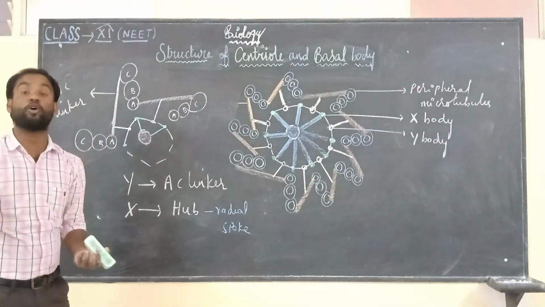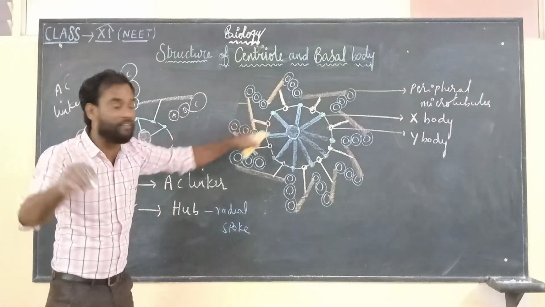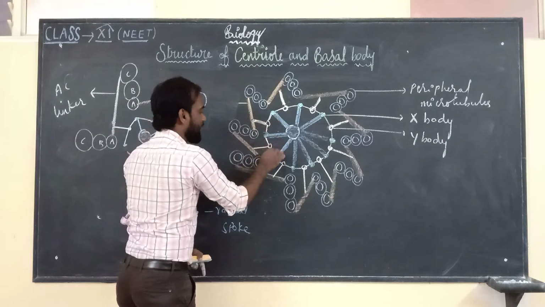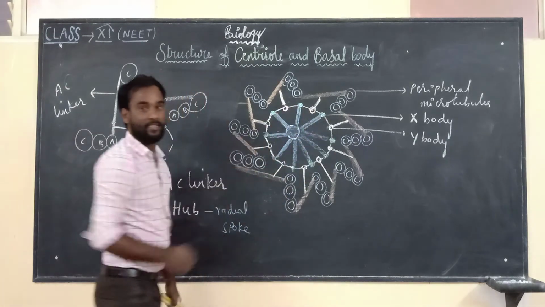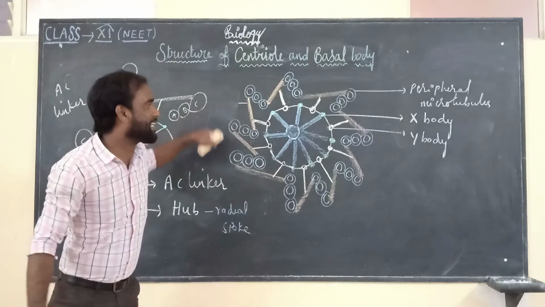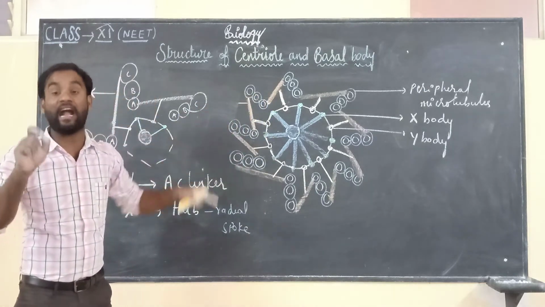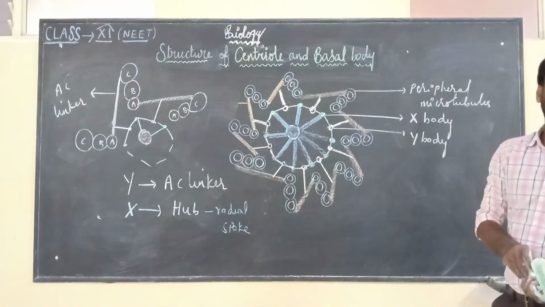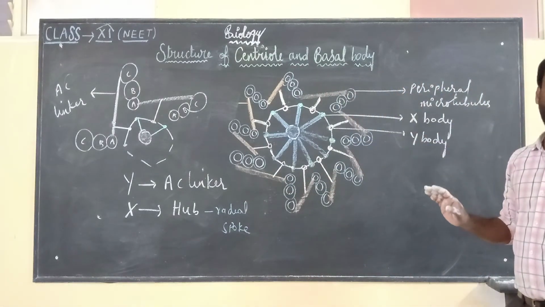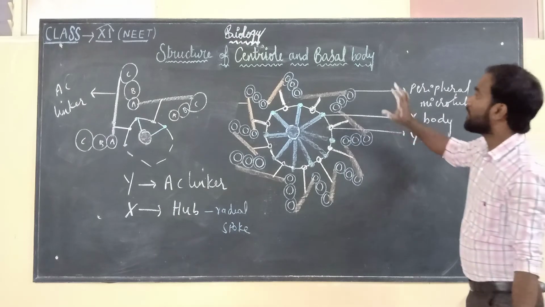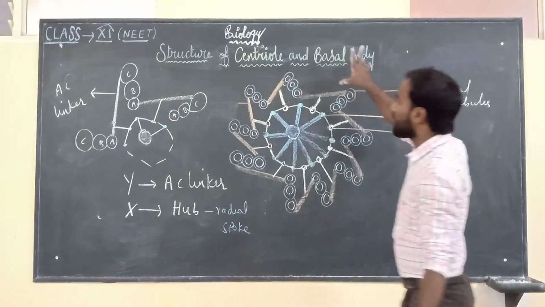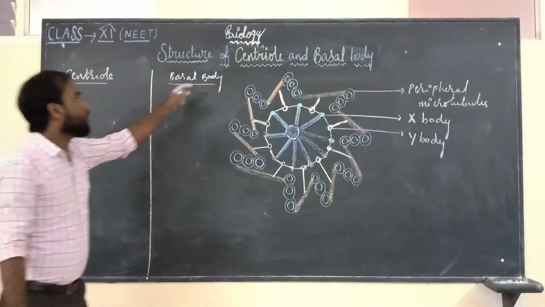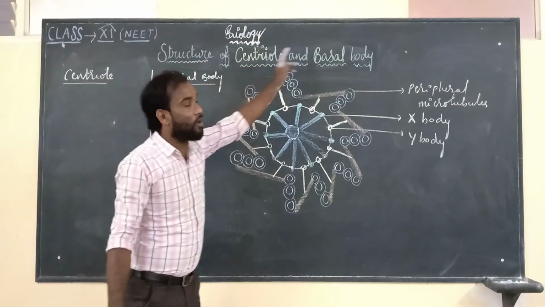And there is also a connection between X and Y body like this. Overall, this gives the shape of a cart wheel structure. Okay, so this is about the structure of centriole and basal body. So we study the structure of centriole and basal body.